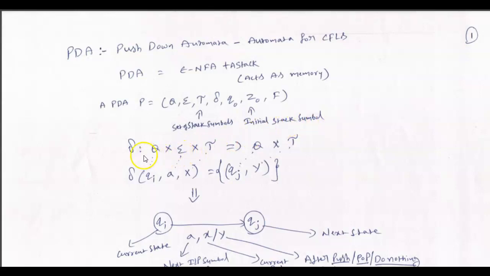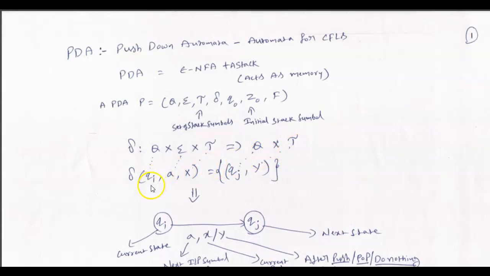Okay, in the same way we have the corresponding delta function. This is the transition function. This transition function is nothing but the transition from one state to another state that we generally do. Here the corresponding transition can be represented as Q cross sigma cross tau giving rise to Q cross tau.